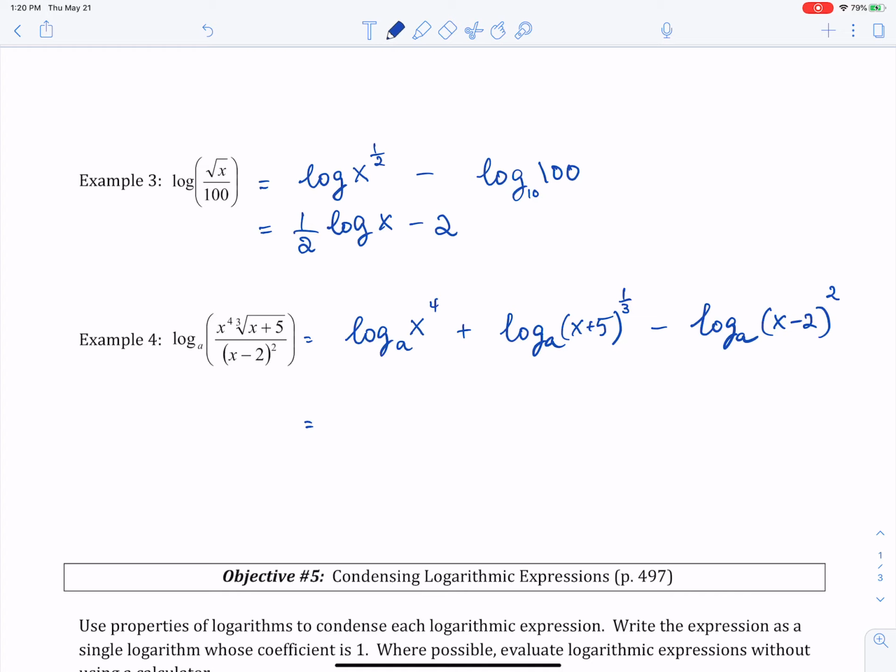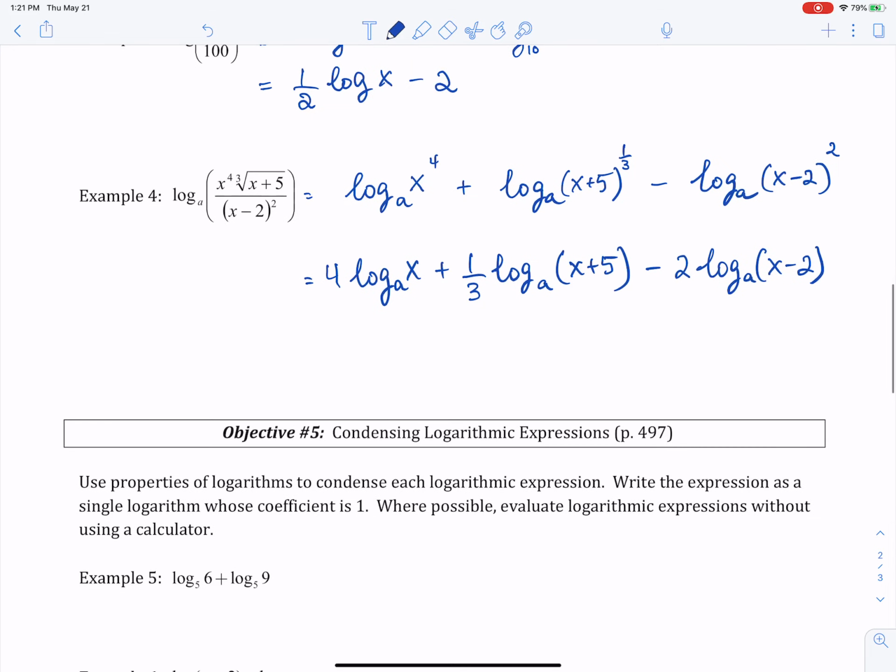And then I'm going to put all the exponents in multiplication. And that's the problem done. We expand it as much as possible.